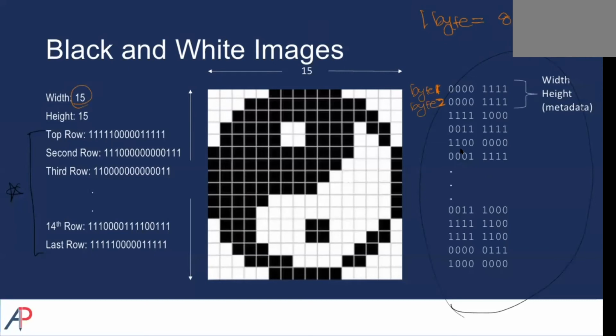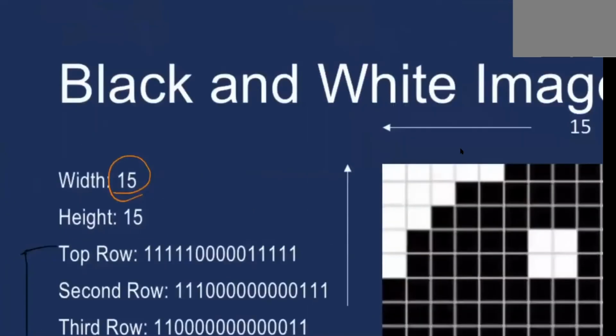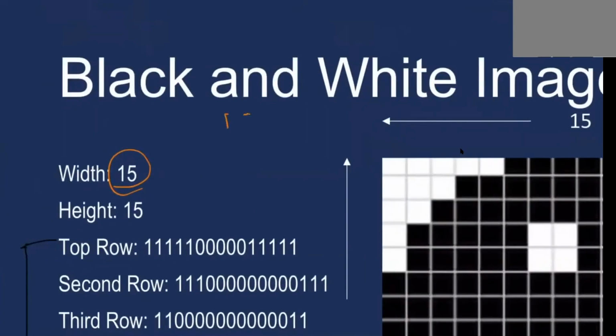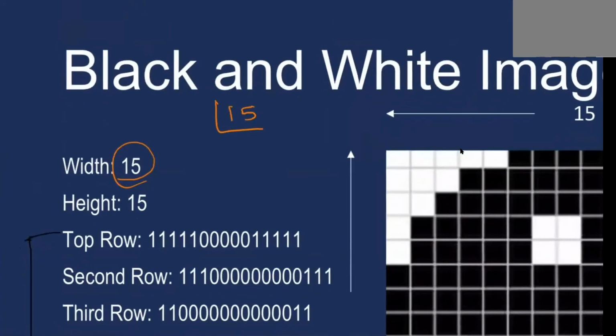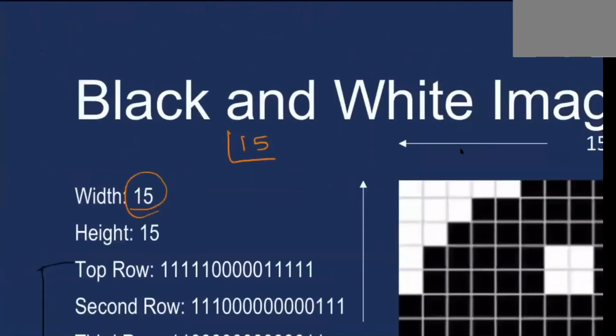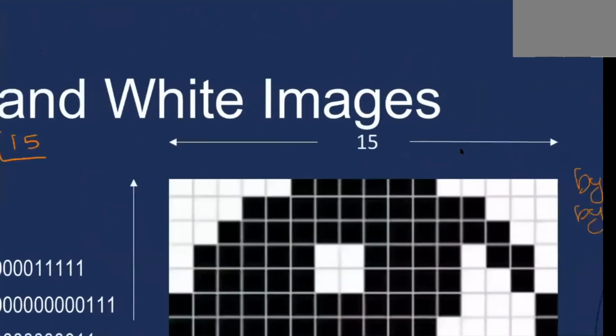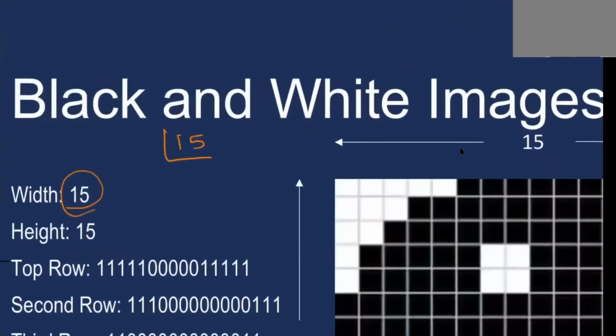Let's convert 15 into a binary number. To convert a decimal number into a binary number, we divide by 2. So 15 divided by 2, we get 7 with a remainder of 1. 7 divided by 2, we get 3 with a remainder of 1. 3 divided by 2, we get 1 with a remainder of 1. And then 1 divided by 2, we get 0 with a remainder of 1.